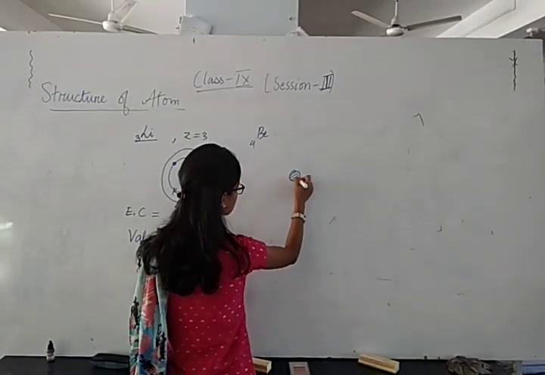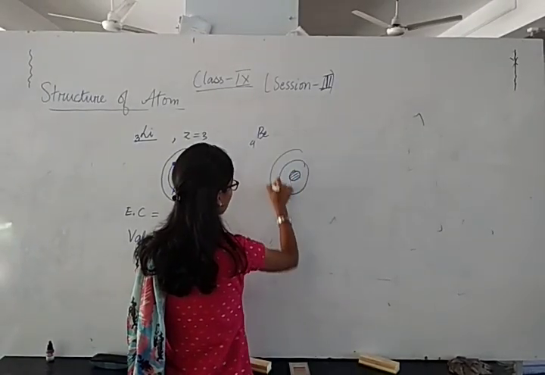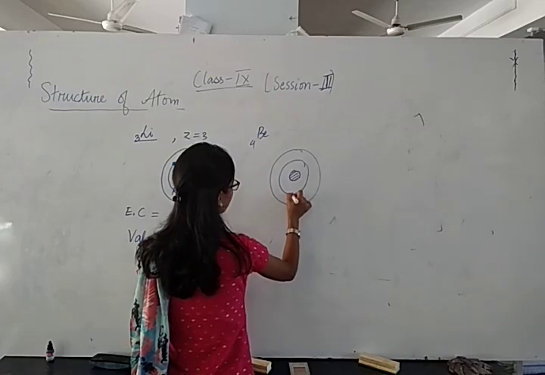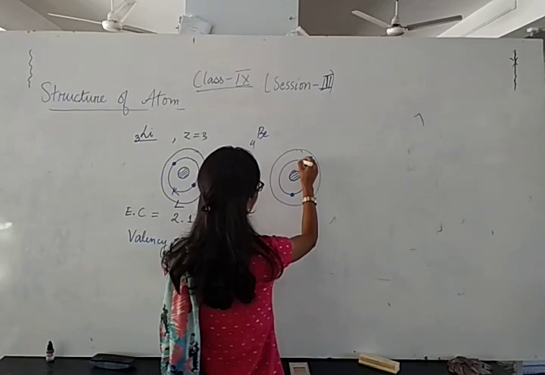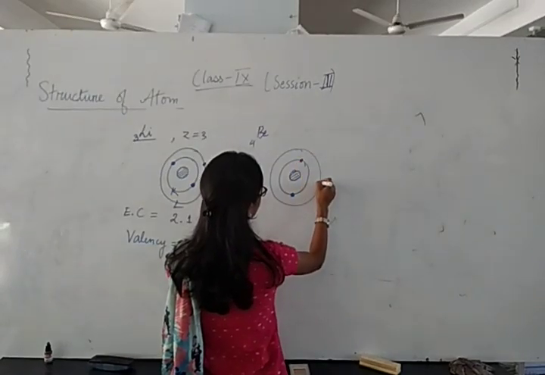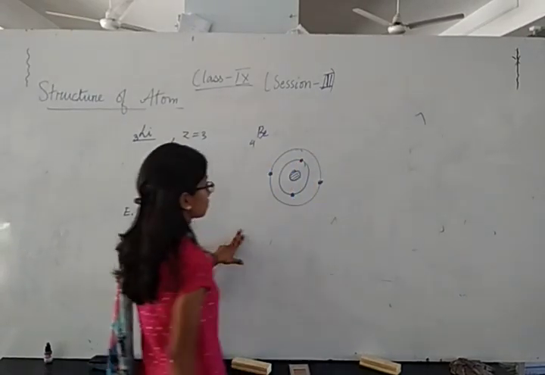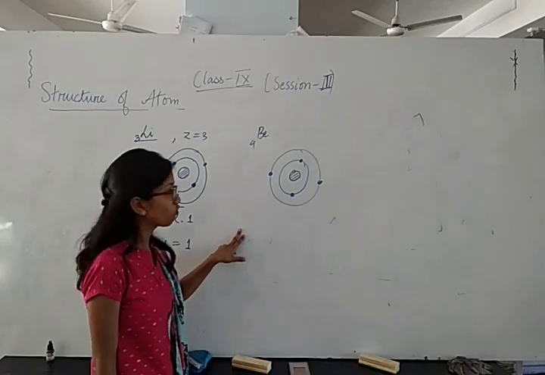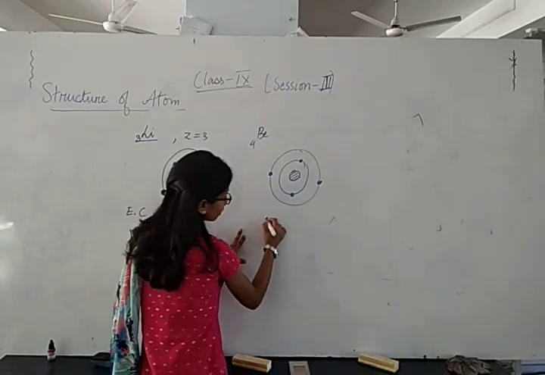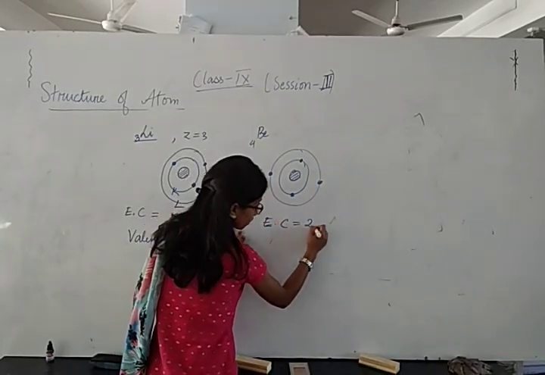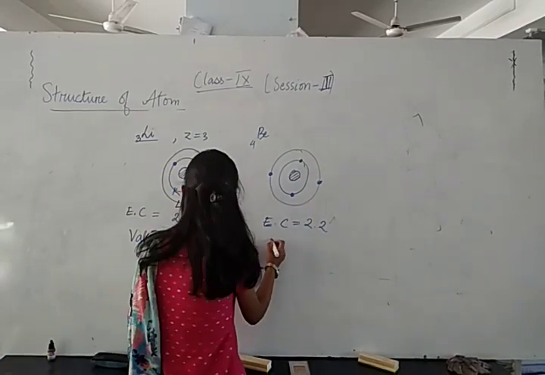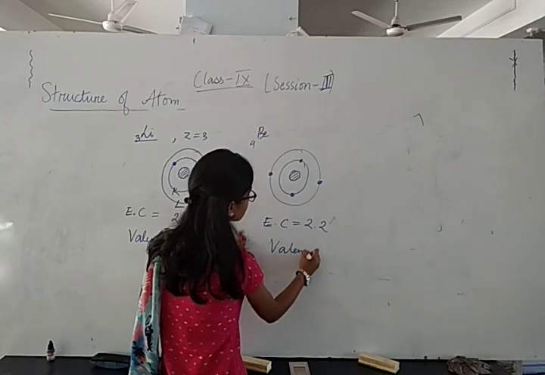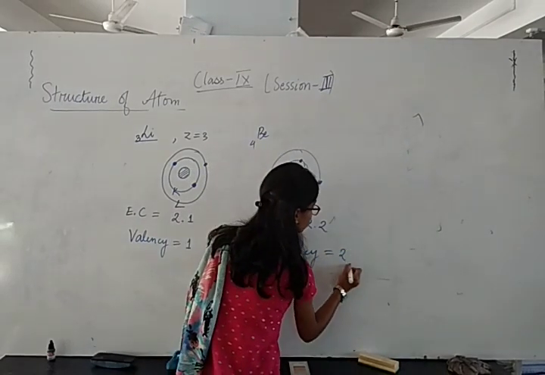The nucleus is present in the center, the K cell, L cell. Hydrogen, helium, lithium, beryllium, boron. So this is the structure of beryllium. What will be the electronic configuration? 2, 2. Then the valency. The valency will be equal to 2.